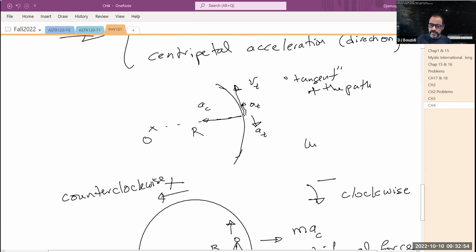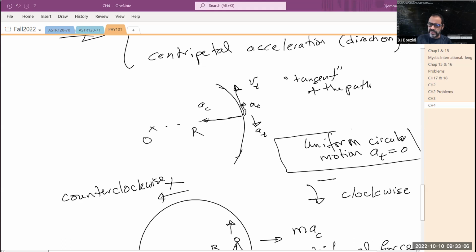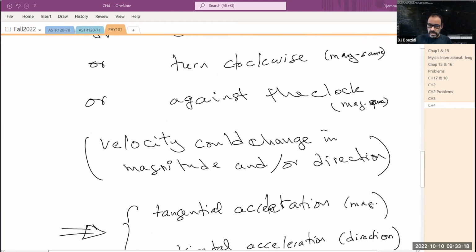So in uniform circular motion, at is 0, no tangential acceleration, end of the story. That's the only difference. But there will always be an ac, the centripetal acceleration, always there, as long as you're turning, because you're changing direction. As long as you are in a circle, it doesn't matter if you have the cruise control or not. If you have the cruise control on a car and you're going on a curve, that is centripetal acceleration.